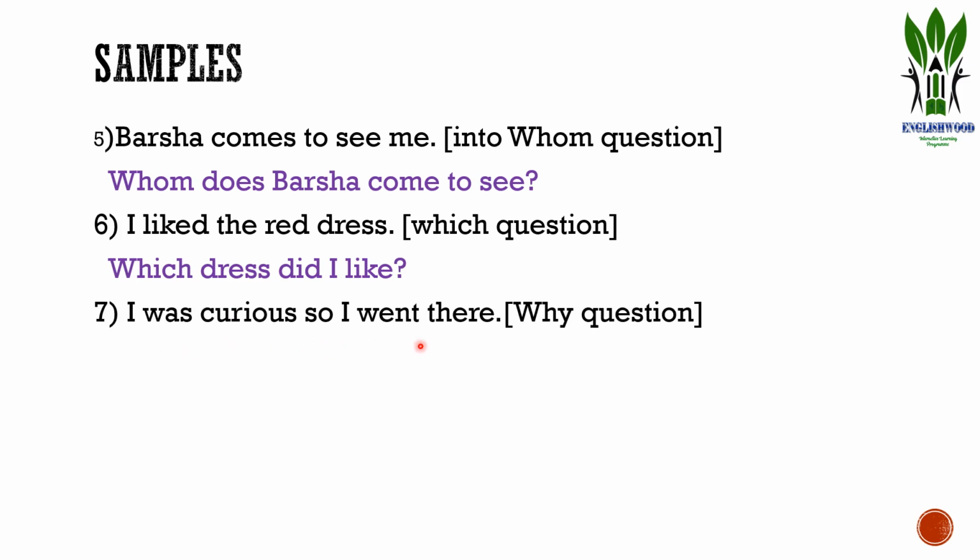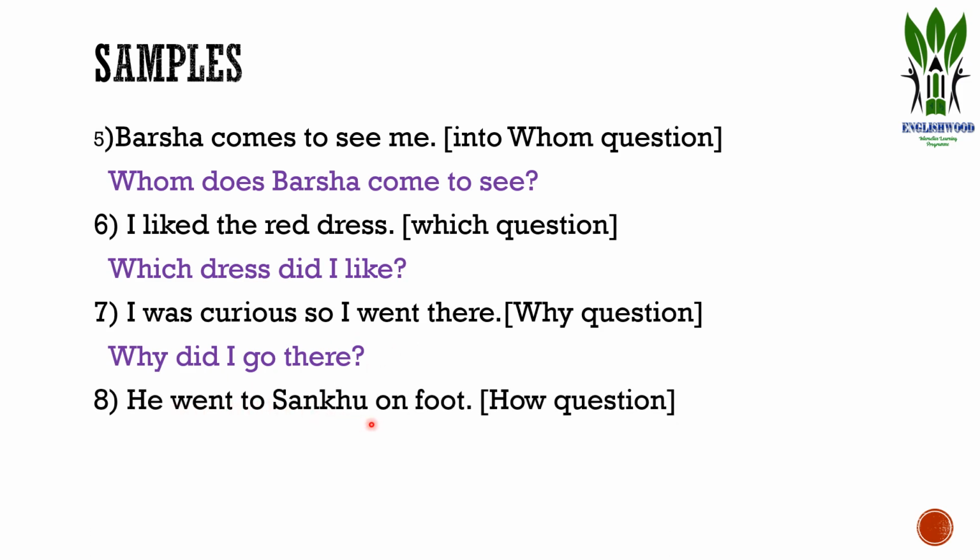I was curious, so I went there. So the why question is asking for the answer: curious. You have to remember which part it is targeting. And you can't write that thing in the question. Why is the why question. And then went means did. Okay, why did I go there? Okay, because I was curious. I was curious is the answer. Why did I go there? I went there because I was curious. I was curious, therefore I went there.